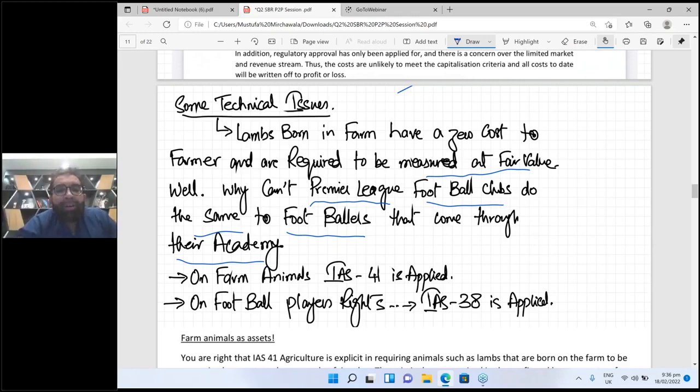On farm animals, which IAS is applied? IAS 41. And on football player rights, which IAS applies? IAS 38. This is the beginning. This issue is not solved. Let me solve it. Now the answer, see the answer.